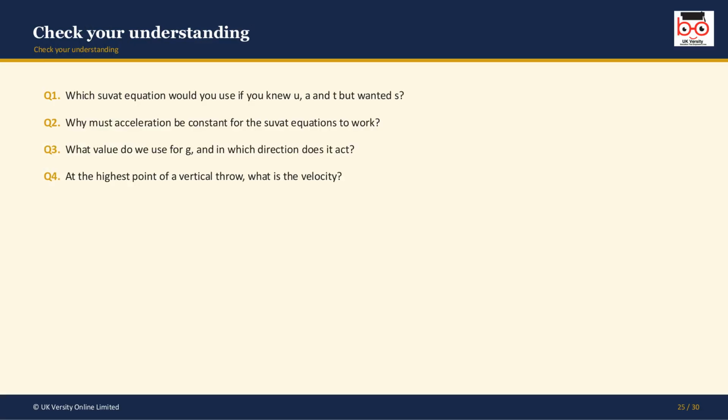Time for another quick check. Which SUVAT equation would you choose if you knew u, a and t but wanted to find s? Why must the acceleration be constant for these equations to work at all? What value do we use for g, and in which direction does it act? And at the very highest point of a vertical throw, what is the velocity? Mull those over before moving on.